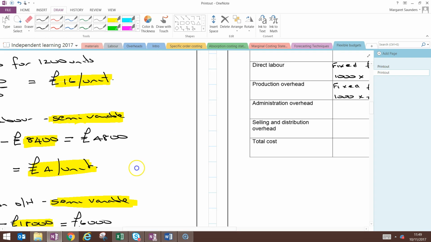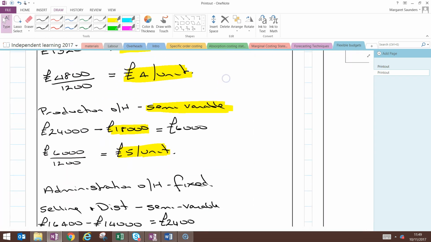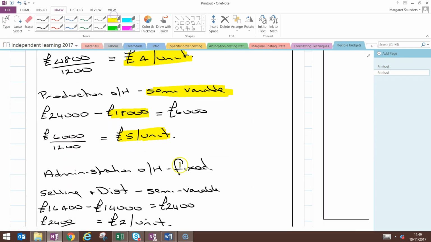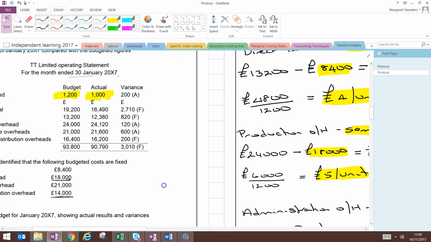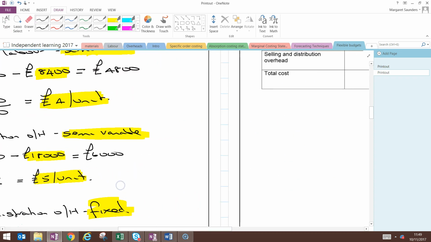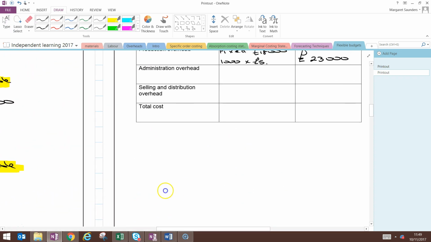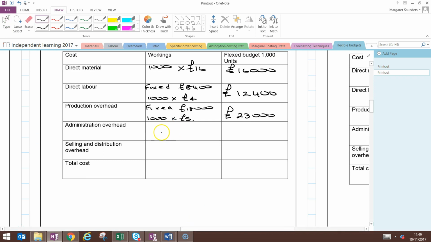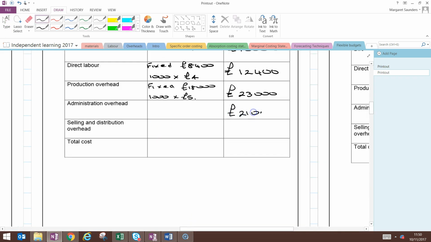The administration overhead is all fixed. So the figure that was in the original budget will also be in the new budget. So that was £21,000. There's no workings to do there.